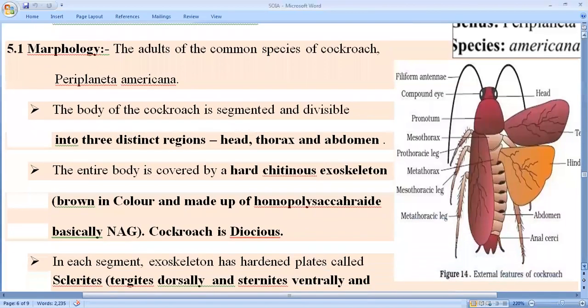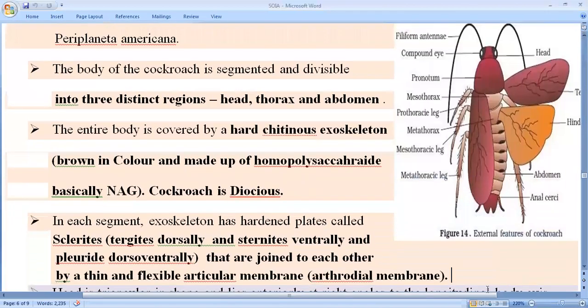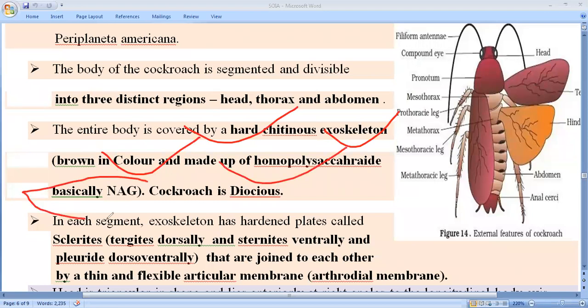The entire body is covered by a hard covering, as I had already told you. The cockroach is ubiquitous, meaning it is present throughout the world. They are covered by a hard chitinous exoskeleton, brown in color and made up of a homopolysaccharide, which is made up of N-acetylglucosamine. N-acetylglucosamine is considered the basic unit of chitin.